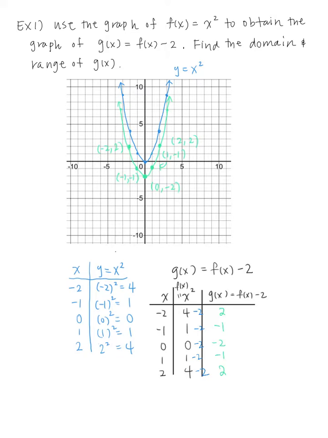So this means that our new graph, g of x, what we need to plot is when x is -2, y is 2. When x is -1, y is -1, and then we're gonna have a 0, comma -2, 1, comma -1, and then 2, comma 2, which matches up with the way we drew the graph by just shifting each of the points 2 units downward.